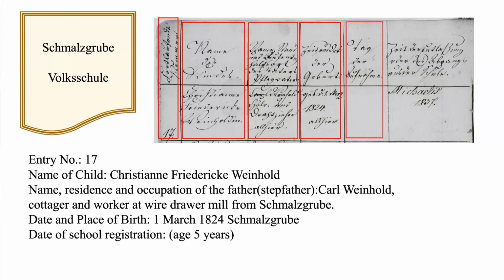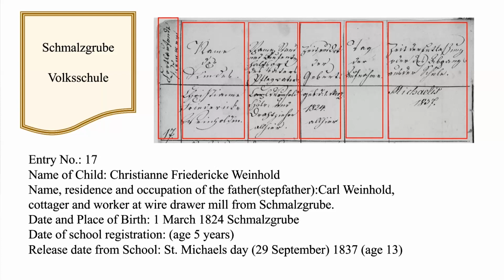The fifth column is the date of school registration. This column is empty, but it would have been when the child was about 5 years old. The last column is the release date from school. This was shown as being on St. Michael's Day, which was on the 29th of September. This was in 1837, when this child would have been age 13 based on her birth date. This shows how valuable school records can be.